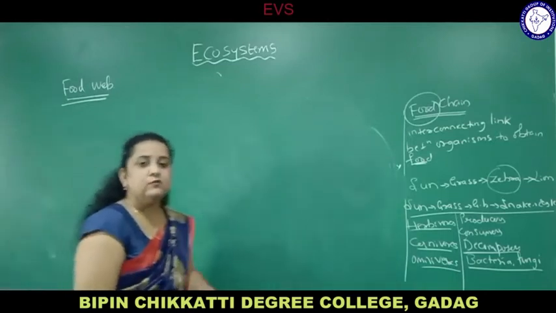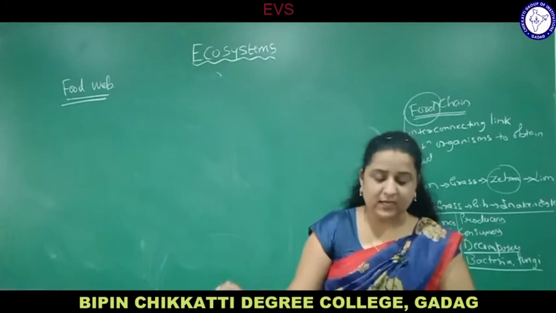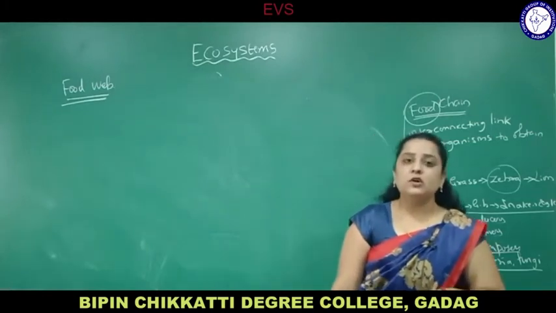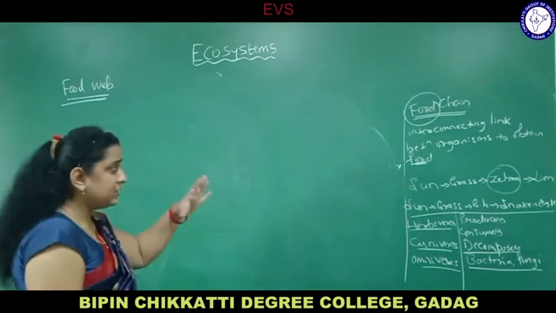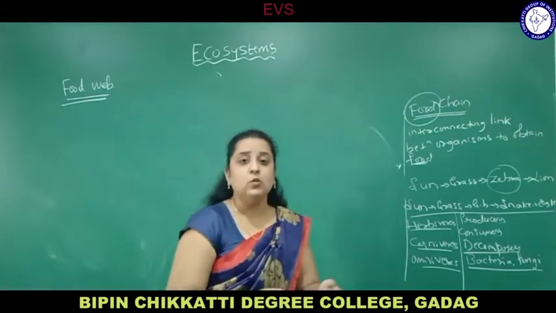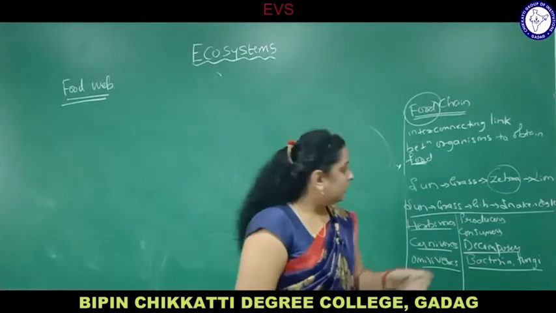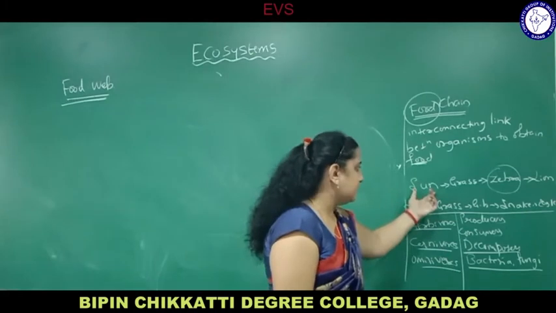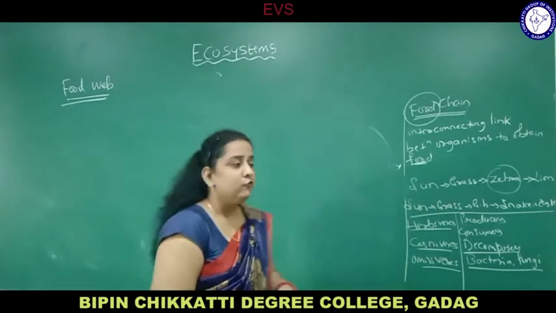How do you define a food web? A food chain is an interconnection or link between organisms to obtain food. Food web means interconnecting food chains. Many food chains together form a food web. The word web means large, as in World Wide Web, a huge network. Here also, this is a small simple food chain, and likewise many food chains together form a food web.